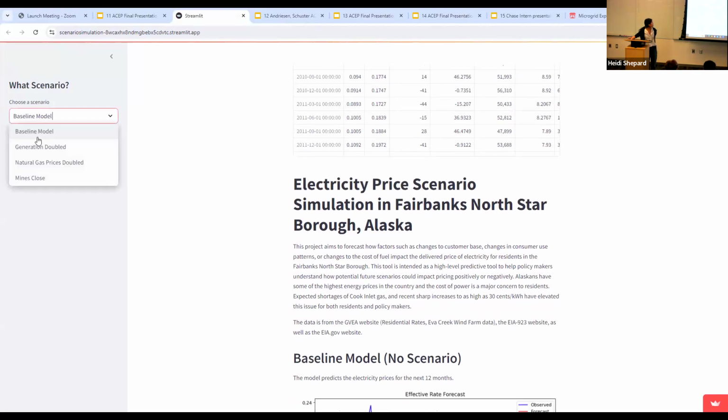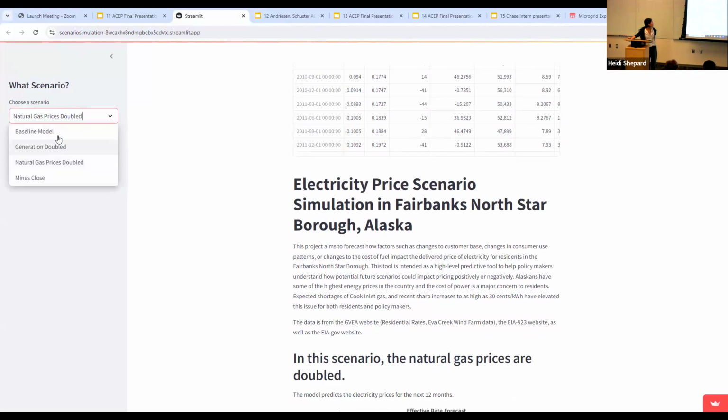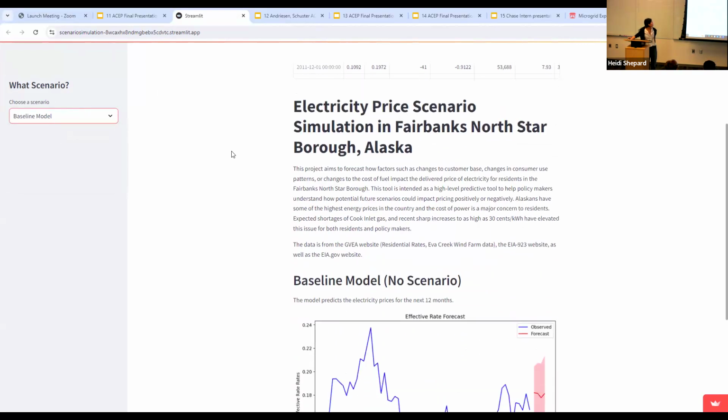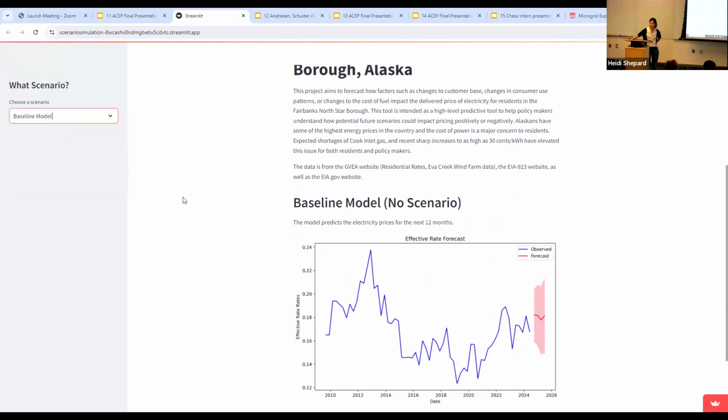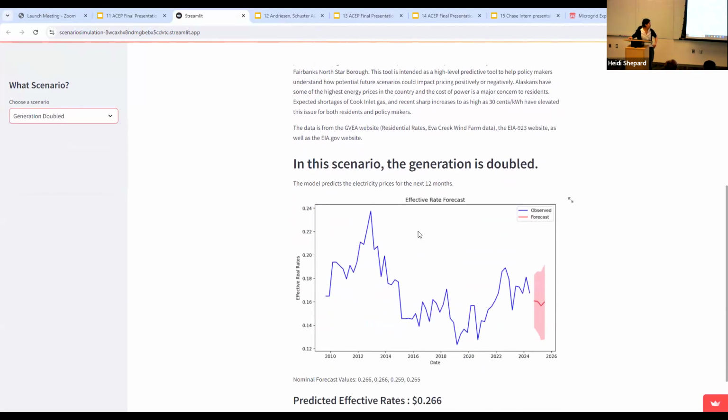Like, see all these different scenarios in the drop down menu. So first, I'm going to go over the baseline model. So this is the no scenarios. This is the SARIMAX model I was talking about. Then next is what if generation doubles? As you can see, it goes down to around 27 cents per kilowatt hour, which is not that much, but I'm going to go over that.